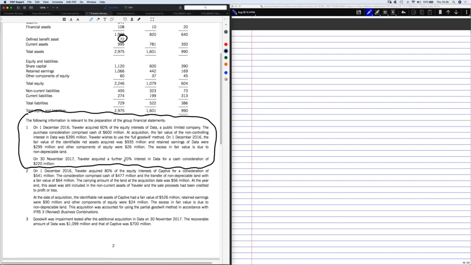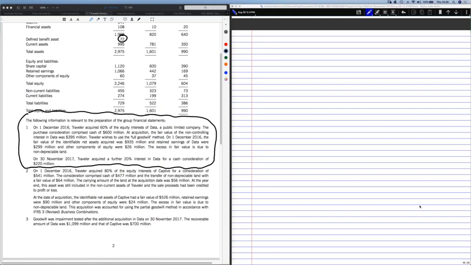On the 1st of December 2016, and our year end is the 30th of November 2017, Traveller acquired 60% of the equity interest of Data. The purchase consideration comprised cash of 600 million. At acquisition, the fair value of the NCI was 395 million. Traveller wishes to use the full goodwill method. Well, that is therefore measuring the NCI at fair value.